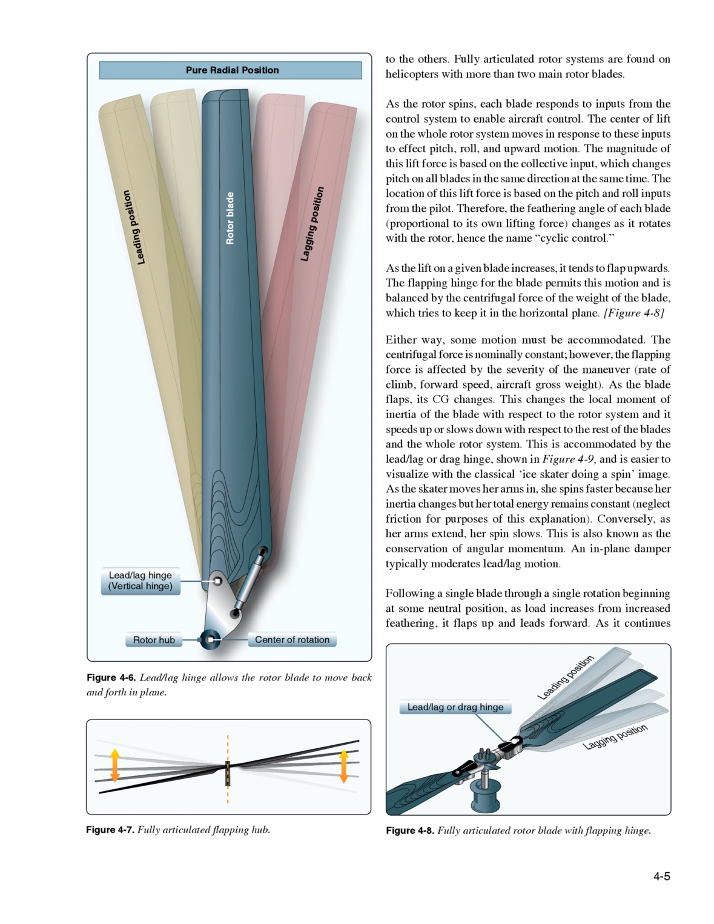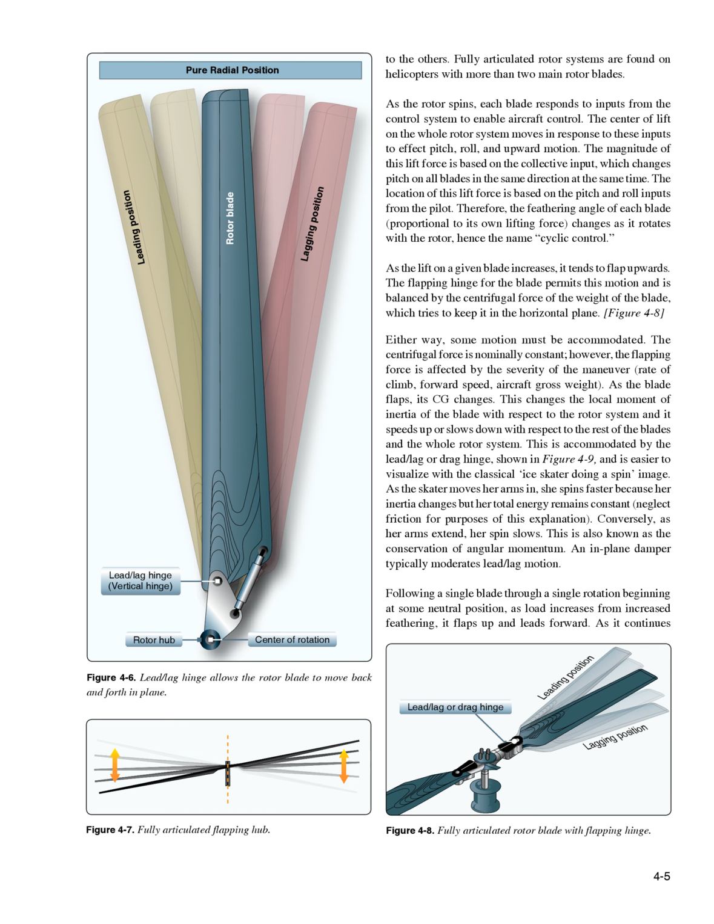As the rotor spins, each blade responds to inputs from the control system to enable aircraft control. The center of lift on the whole rotor system moves in response to these inputs to affect pitch, roll, and upward motion. The magnitude of this lift force is based on the collective input, which changes pitch on all blades in the same direction at the same time. The location of this lift force is based on the pitch and roll inputs from the pilot. Therefore, the feathering angle of each blade, proportional to its own lifting force, changes as it rotates with the rotor, hence the name cyclic control.